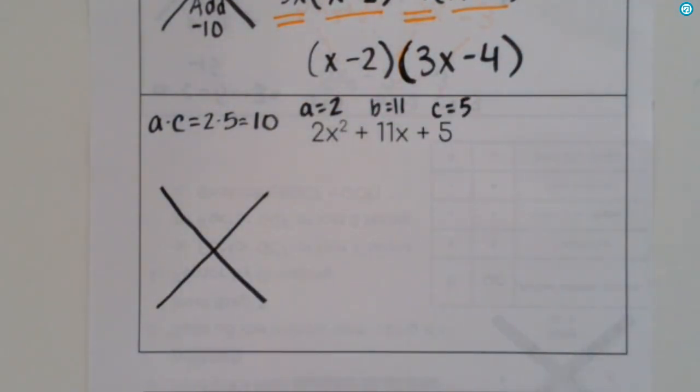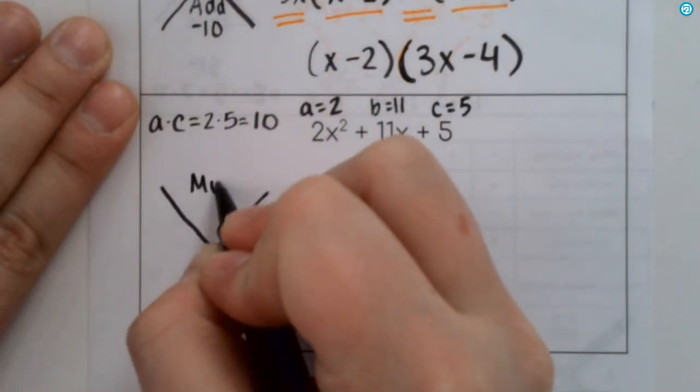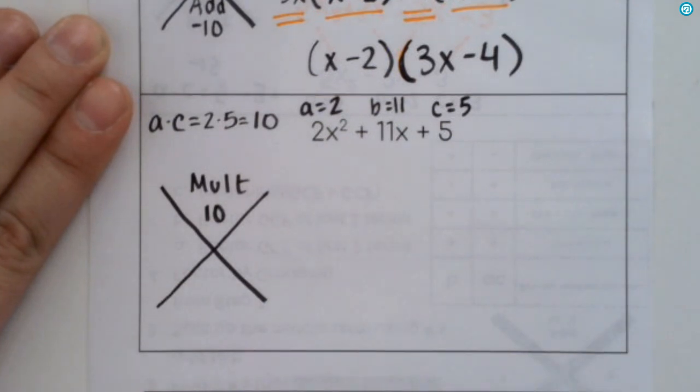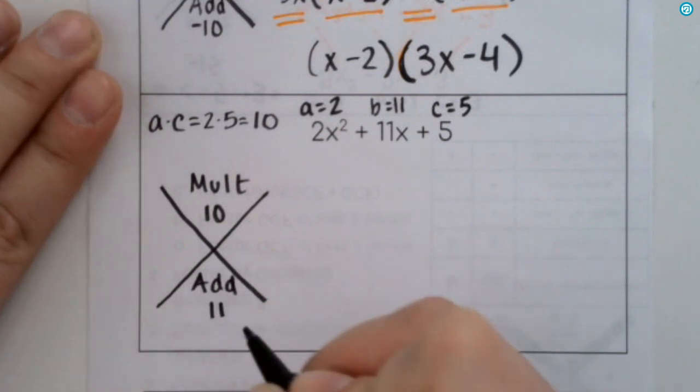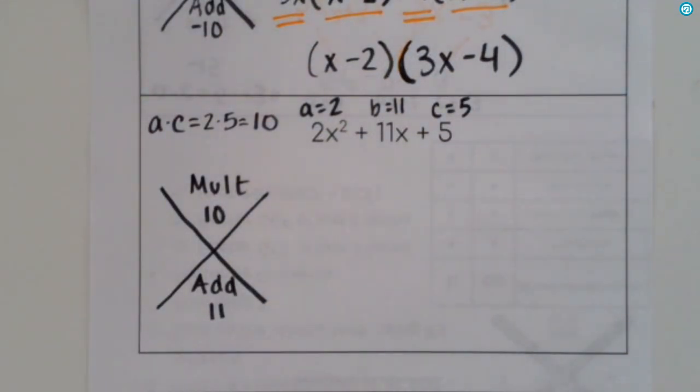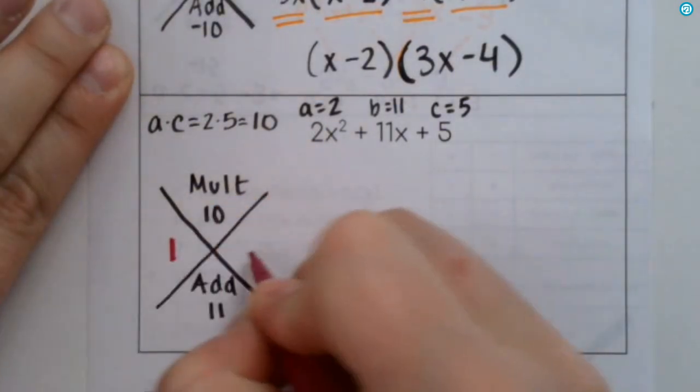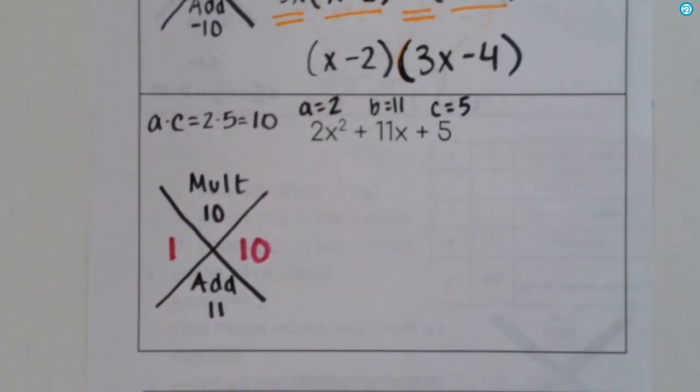Okay. I need to multiply to AC, so that means I need to multiply to 10. I need to add together to be B, so that means I need to add to 11. What numbers multiply together to be 10 and add together to be 11? 1 and 10 or 10 and 1? And again, you can do it in either order. I'm doing 1 and 10.